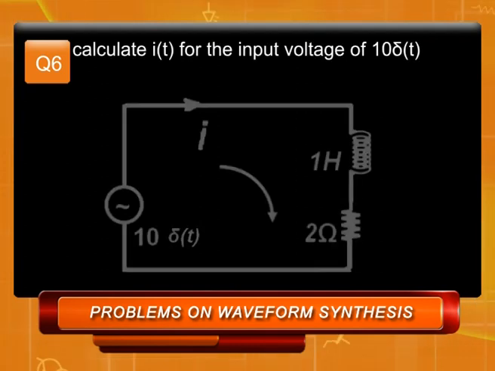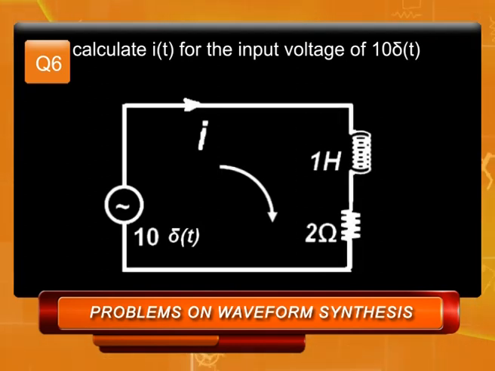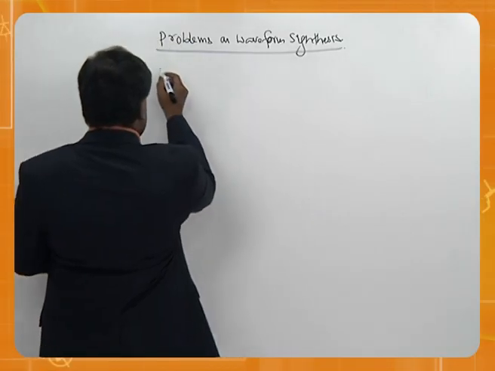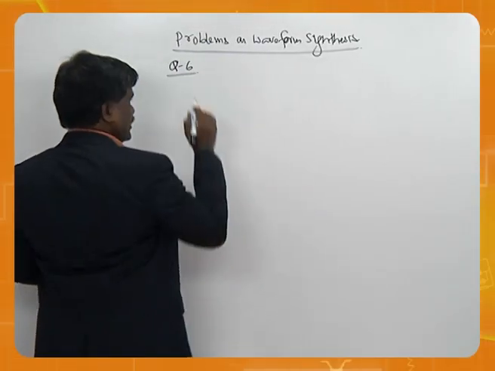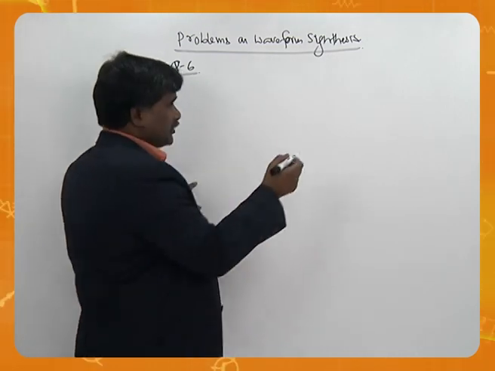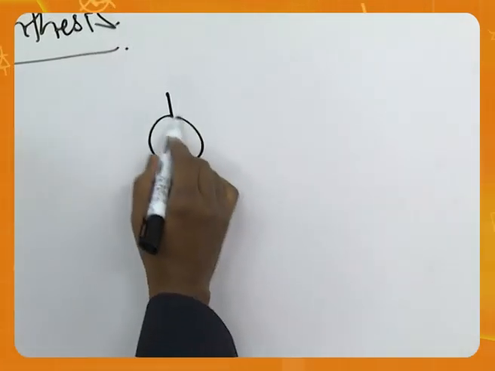Calculate I of t for the input voltage of 10 into delta t. Delta t means impulse. So, question number 6. What's the circuit first?